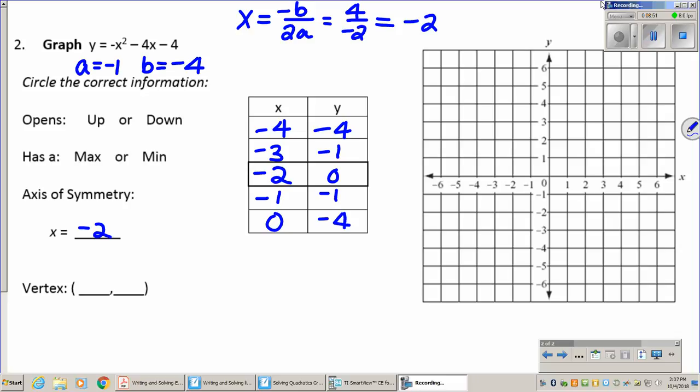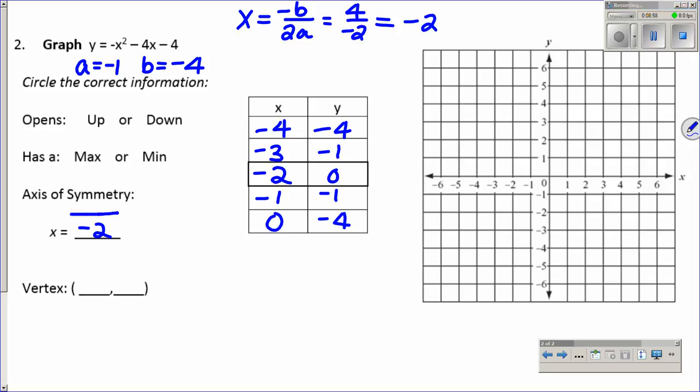Okay, we're going to draw the graph. Let's make sure we also graph the axis of symmetry. So remember, our axis of symmetry is that line x equals -2. So come over to -2 on the x-axis. We're just going to use a dotted vertical line passing through -2.